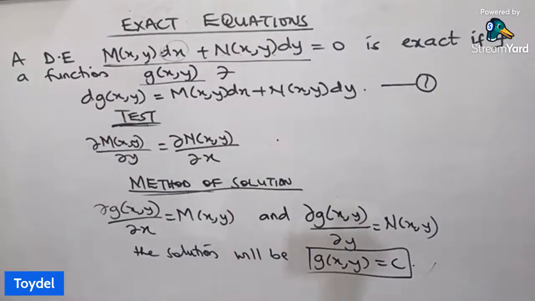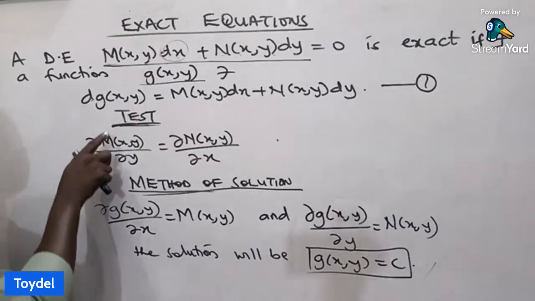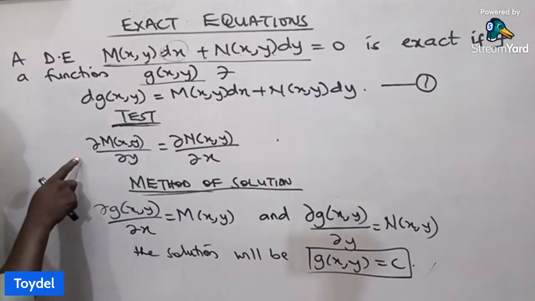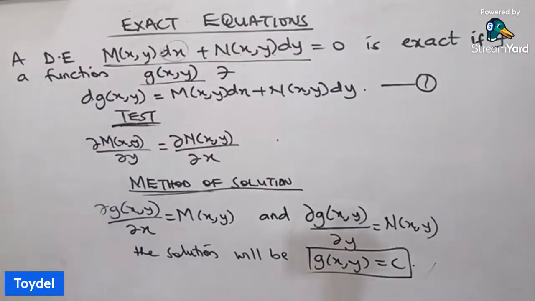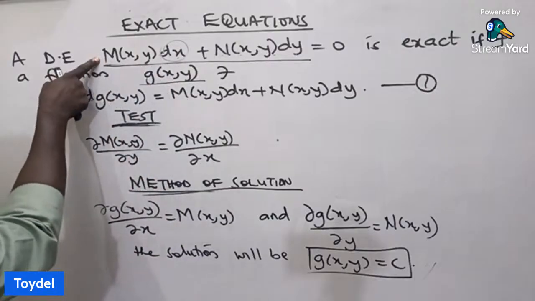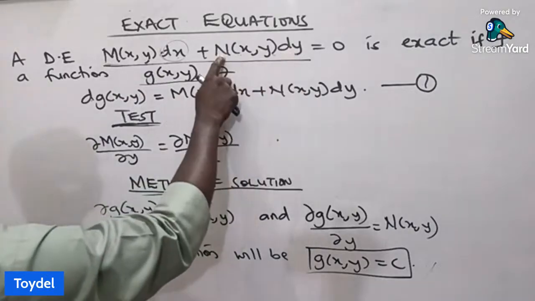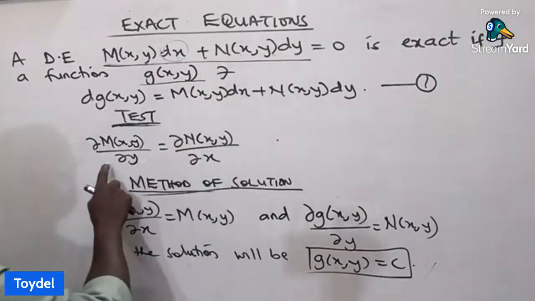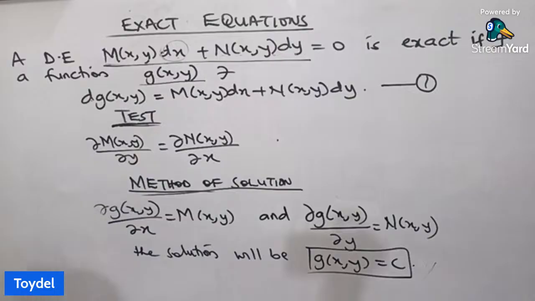So I want to give an example now, so that we'll be able to understand all that I've been saying. We first test for exactness. If I give you a first order differential equation, how do we know that it is exact? We differentiate partially what we have beside the dx with respect to y, and what we have beside the dy with respect to x. If they are equal, then the given differential equation is exact. Then once we know that it is exact, we go ahead and solve the differential equation.